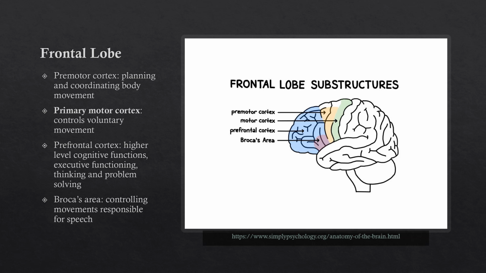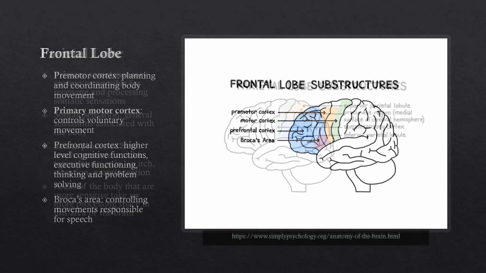The premotor cortex involves planning and coordinating body movement. The motor cortex controls voluntary movement. The prefrontal cortex is involved with higher level cognitive functions, executive functioning, thinking and problem solving. And Broca's area is involved with speech production.